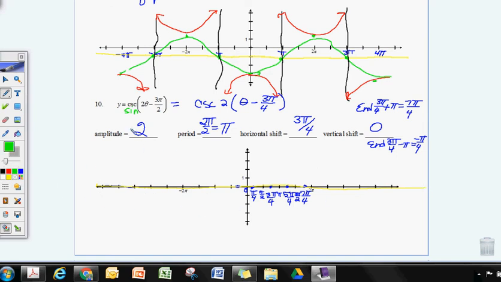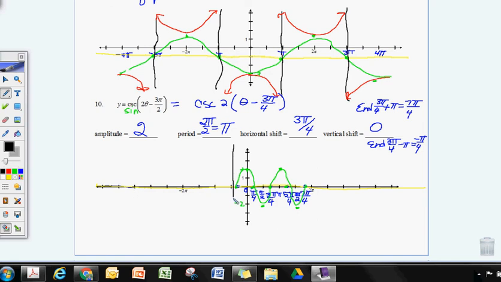So I am just doing a sine wave. Sine wave hits my middle. It goes up to my amplitude of 2, back to the middle, down to -2, back to the middle. Starts at the middle, the high point, the middle, the low point, the middle. So in this nice tight area, there's my sine wave. I need some asymptotes.